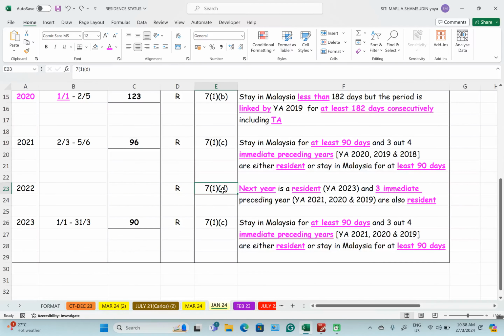How do we give the reason for D, everyone? Next year is a resident. What is the YA next year? 2023, so you mention it in brackets. And the 3 immediate preceding years, what were the YA just now? 2021, 2020, 2019 are also resident. Okay, so I guess that's all for past year January 2024.